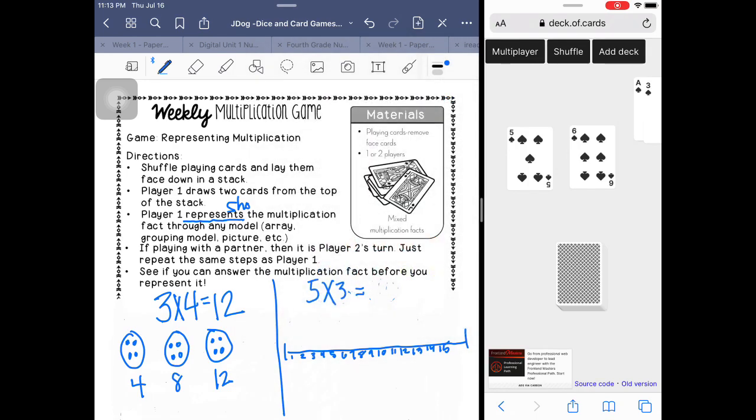All right, 5 times 3 is 15. So we're going to do 5 jumps of 3 or 3 jumps of 5. I'm going to go 5, 10, 15. So that's 5, 10, 15. All right. I think that game can be fun. So play it by yourself, or we can play it when we meet sometime.